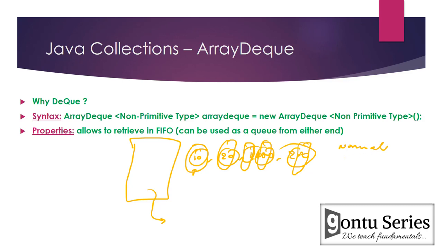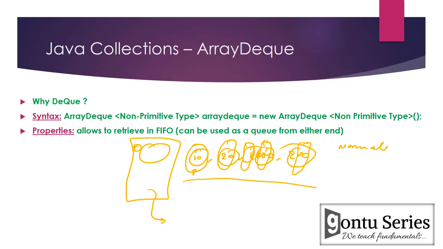So in case of a priority queue, what happens? Every time you add an element, it's going to be rearranged so that the minimum element comes to the first position. But when you add things in the ArrayDeque, it's going to be added in a normal fashion. Its order is going to be maintained.